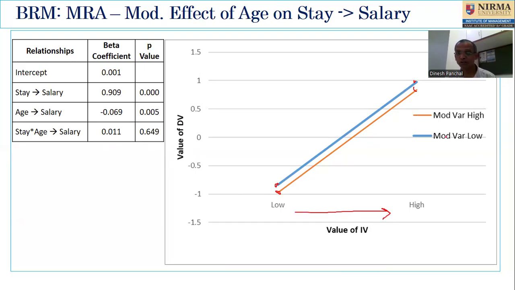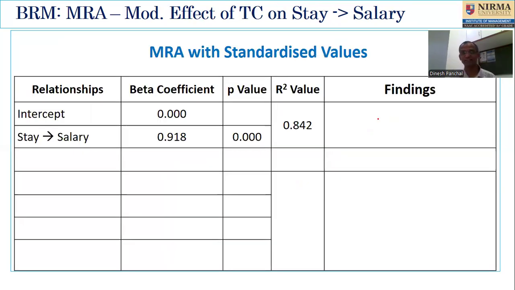When the moderating variable is low, that is the blue color, the slope is this. And when the moderating variable is high, the slope can be inferred from this golden color line. You can see both the slopes are the same. Why? Because the moderating variable has no impact. Okay. Let's see this similar thing in the next example.